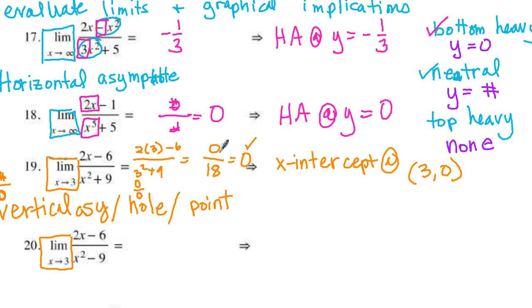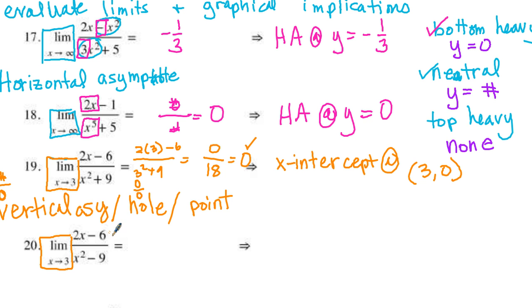Okay, if this were any number other than 0, it wouldn't be an intercept. It would just be a random point out there in space. But because it turns out to be 0, that means we have an x-intercept when x equals 3. That's where this graph will cross the x-axis.